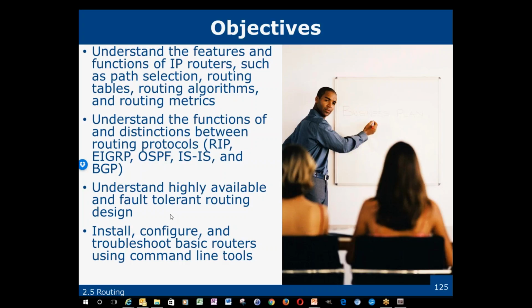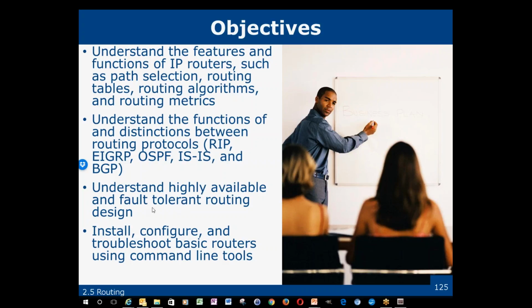It says the functions of and distinctions between routing protocols RIP, EIGRP, OSPF, IS-IS, and BGP. We're going to have internal routing protocols and external routing protocols. The only external routing protocol is BGP, which is Border Gateway Protocol, and it's the thing that the internet runs on.